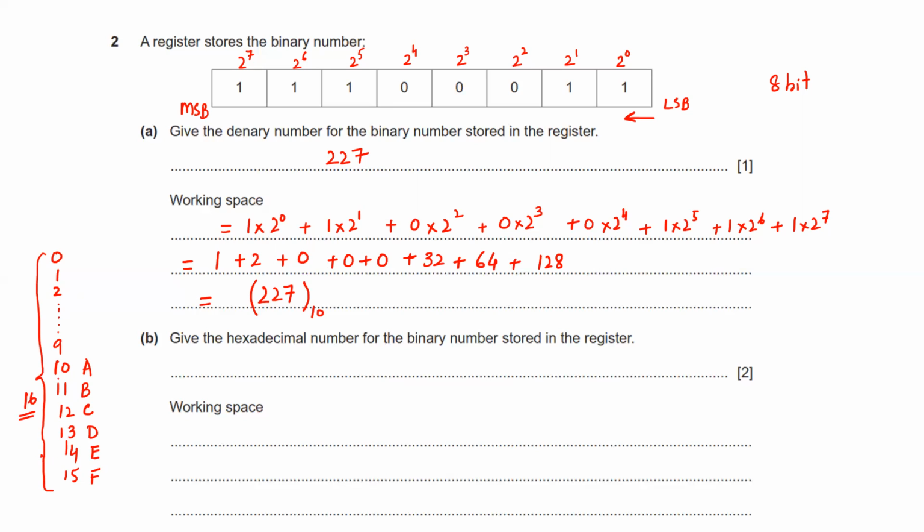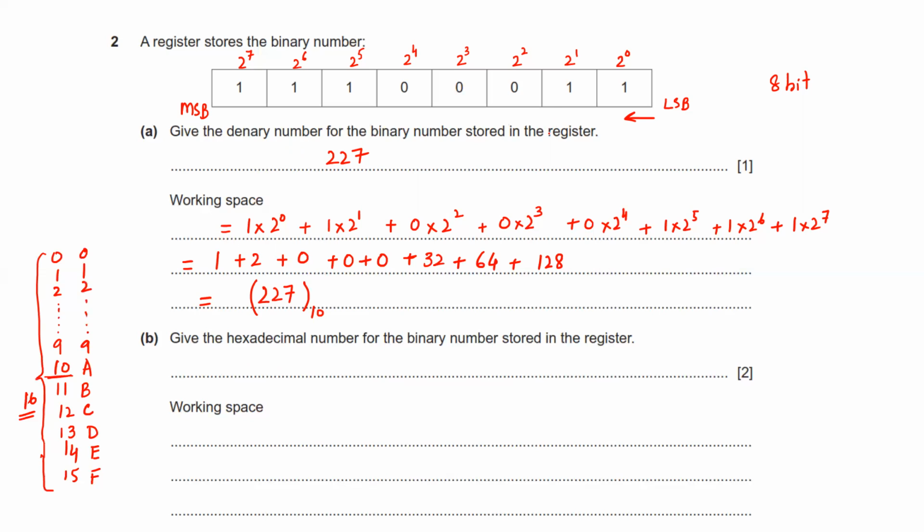So after decimal, the decimal system is 10. After deci, hex means 6. So hexadecimal means 16 numbers, including 10. So 16 numbers. So this is my hexadecimal system. And remember, these are represented by 0, 1, 2, till 9.